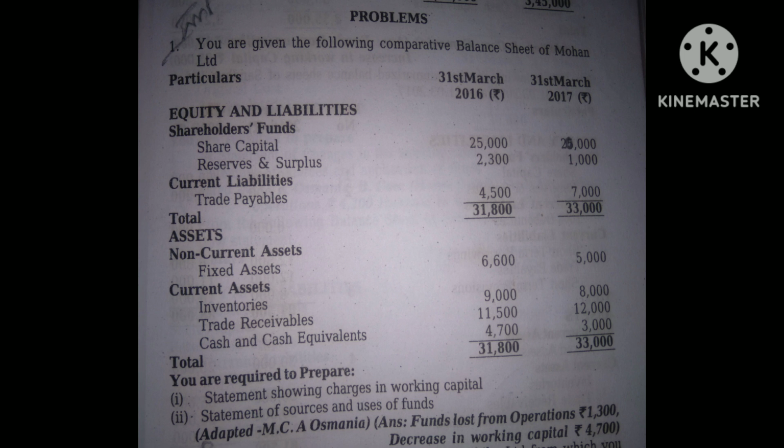Next we have current assets, inventories. In 2016 it is 9,000 and 2017 is 8,000. Trade receivables, in 2016 it is 11,500 and in 2017 it is 12,000. Cash and cash equivalents, in 2016 it is 4,700 and 2017 is 3,000. And the totals of assets are 31,800 in 2016 and 33,000 in 2017.